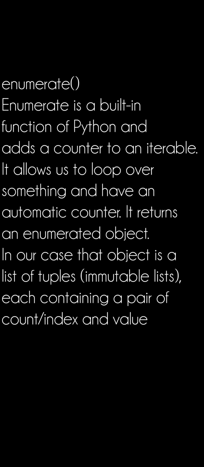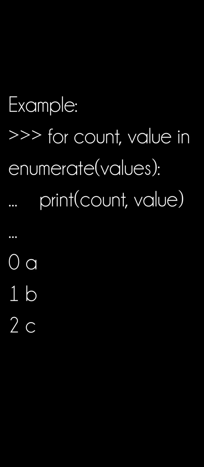Enumerate. Enumerate is a built-in function of Python and adds a counter to an iterable. It allows us to loop over something and have an automatic counter. It returns an enumerated object. In our case, that object is a list of tuples, each containing a pair of count or index and value. Syntax. Example.